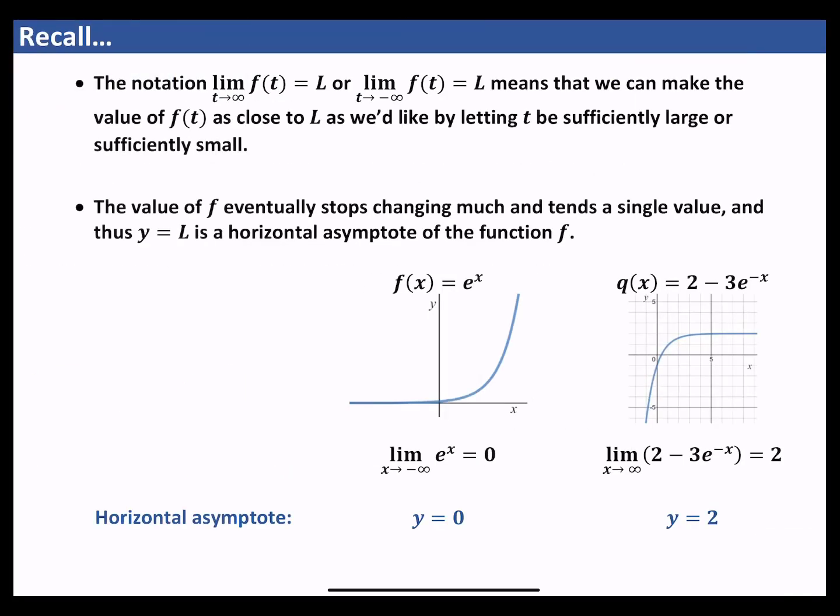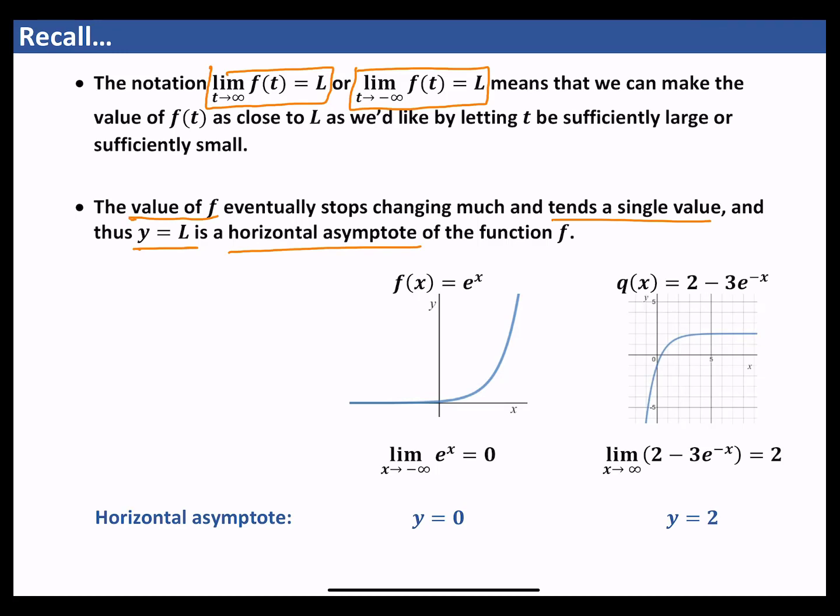Recall, the notation, the limit of f of t as t increases without bound equals L, or the limit of f of t as t decreases without bound equals L, means that we can make the value of f of t as close to the number L as we'd like by letting t be sufficiently large or sufficiently small. The value of f eventually stops changing much and tends toward a single value, and this value means that y equals L is a horizontal asymptote of the function f.